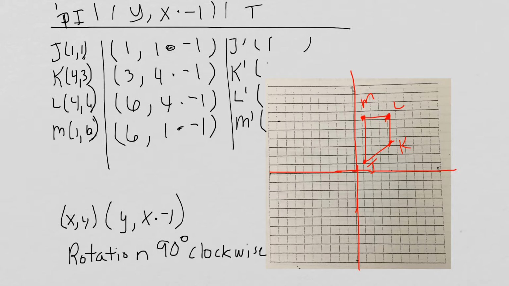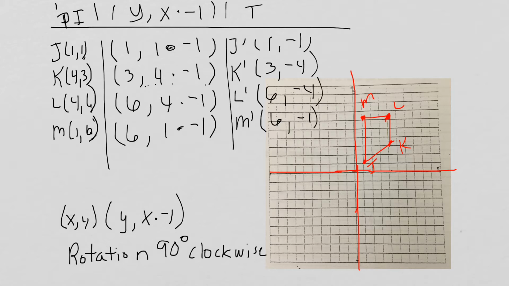J prime is 1, -1. K prime is 3, -4. All I'm doing is coming over here and I'm looking at the numbers and then I'm simplifying what's inside the parentheses. L prime is 6, comma, -4. 6 is the same as what's in the center, and then 4 times -1 is -4. And M prime is 6, comma, -1.